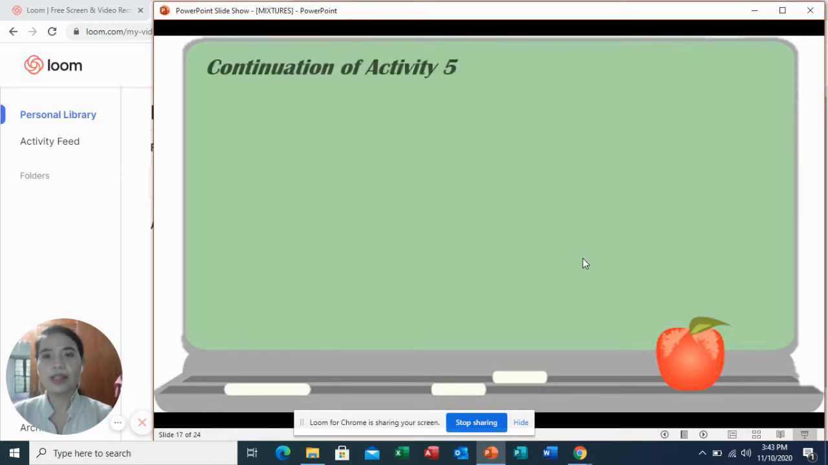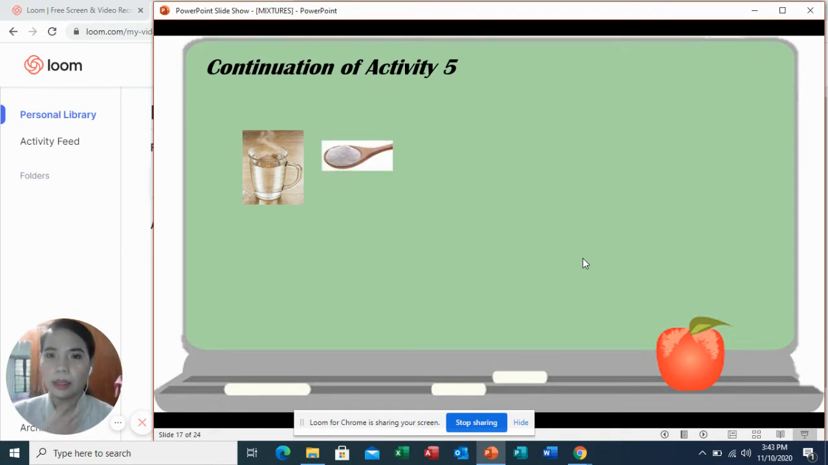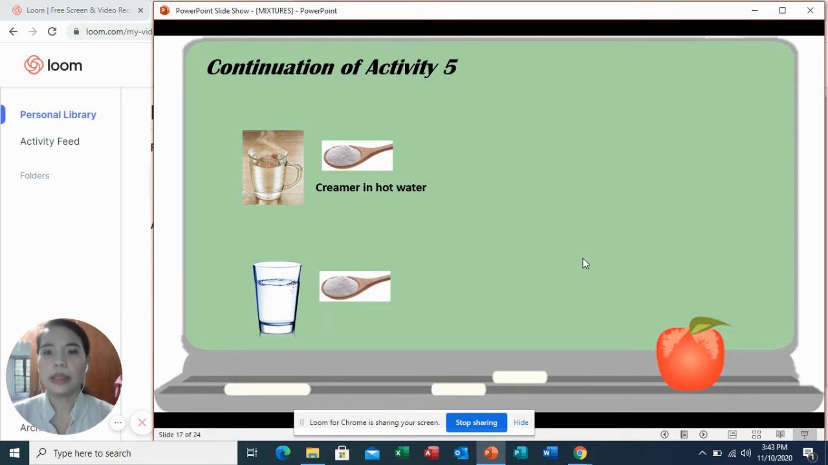Let's have another set. This time you need a cup of hot water and a creamer. Mix them together. Then another set, a glass of tap water, cold tap water will do, and creamer. Label them as cup E and cup F. And then, after mixing them, you need to answer the following questions.